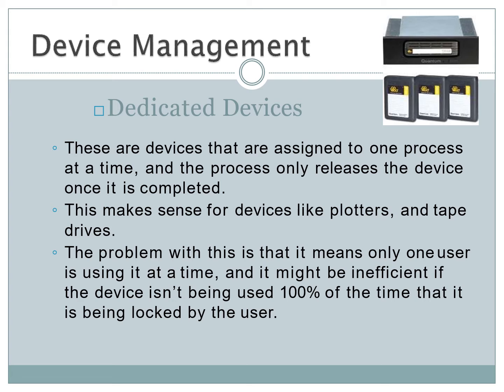So we have seen what we mean by dedicated devices. These are devices that are assigned to only one process at a time, and the process only releases the device once it is completed. Examples are printers, plotters and tape drives. The problem with dedicated devices is that only one user uses them at a time, and it may be inefficient if the device isn't being used 100% of the time but is still being locked by the user.